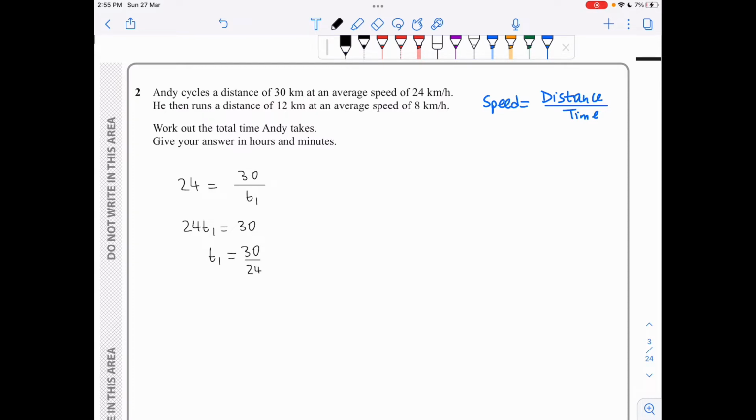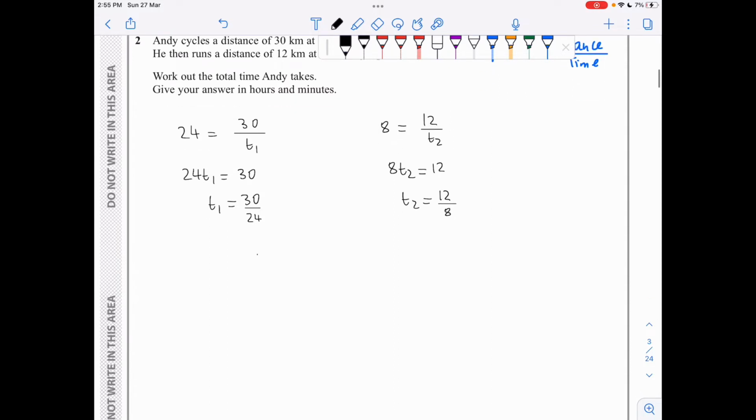And then I'll do the same for the running distance. I'm going to say that 8 kilometers per hour is 12 over t2. So 8 t2 is 12, leading to t2 being 12 over 8. Now if I add t1 and t2, I'll be getting the total time of the journey. I'm just going to throw everything on the calculator, and this is giving me an answer of 2 3/4.